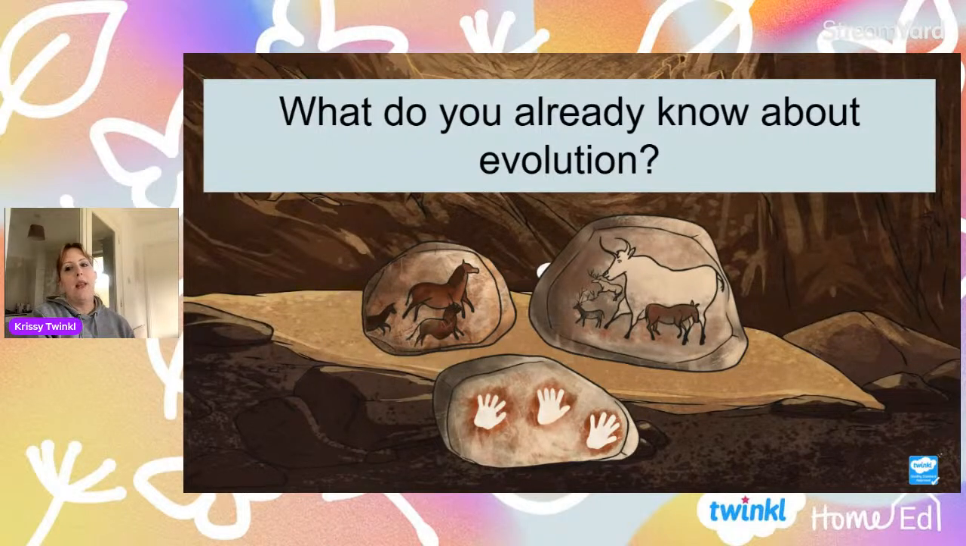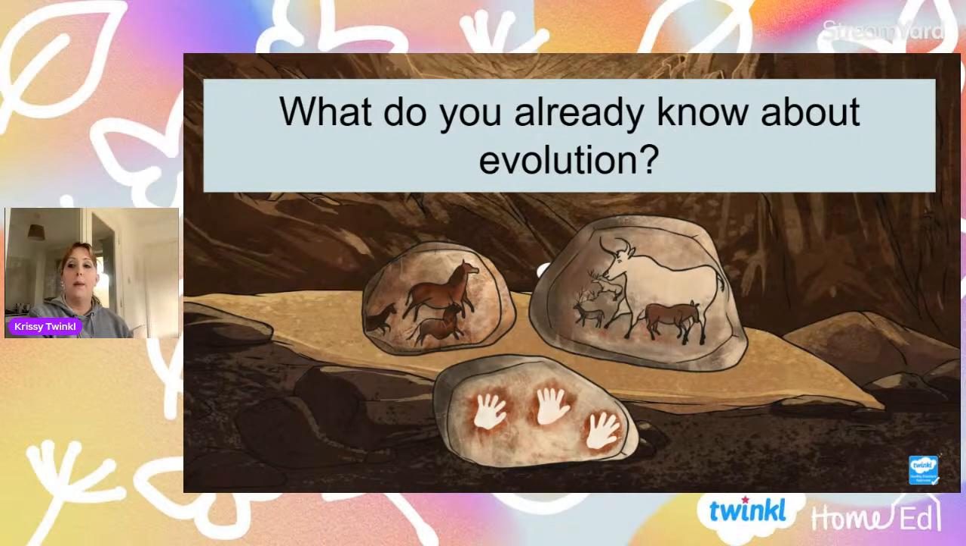So you may know about another scientist. Another scientist is Charles Darwin. So he was the person that came up with the theory of evolution. There's lots of people joining us. Welcome to everyone joining us. We're just looking at what we already know about evolution.